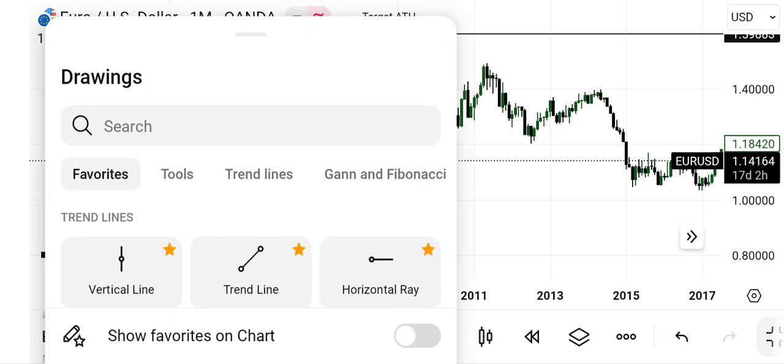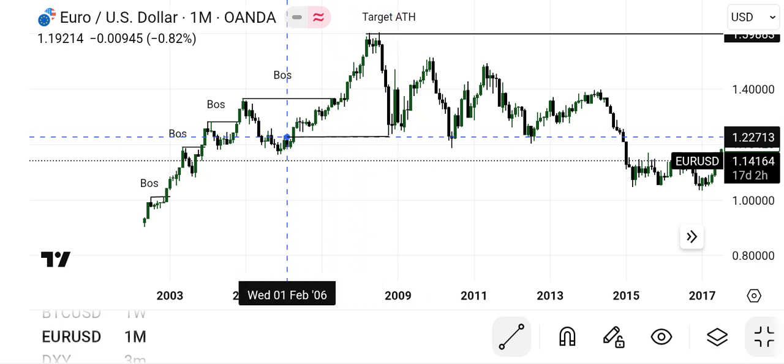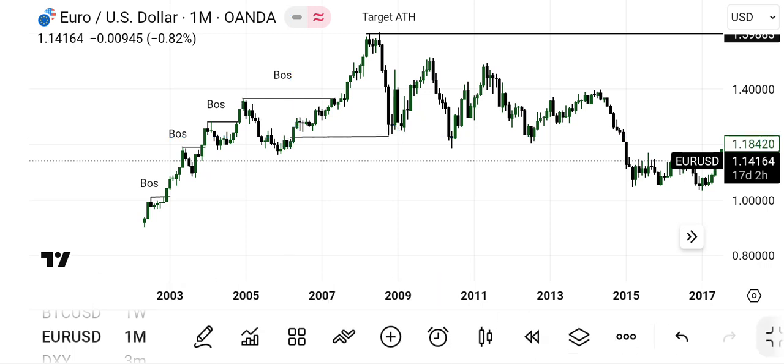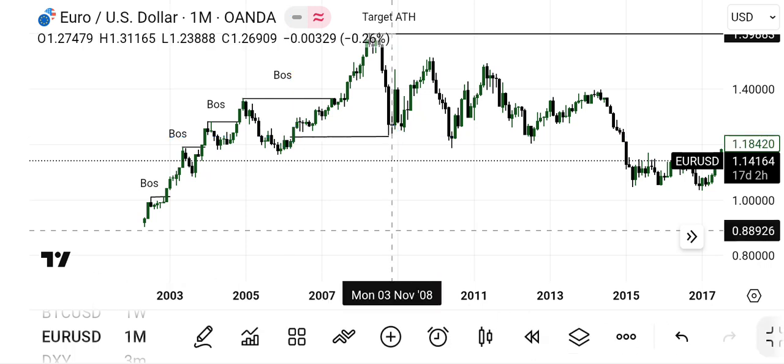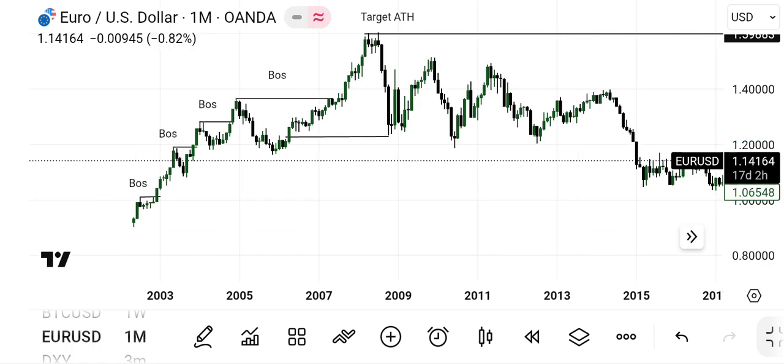Here I can consider it as a change of character. Price sold impulsively here to this level, so I mark that as a change of character. It is telling us that there are sellers who have interacted in the market.